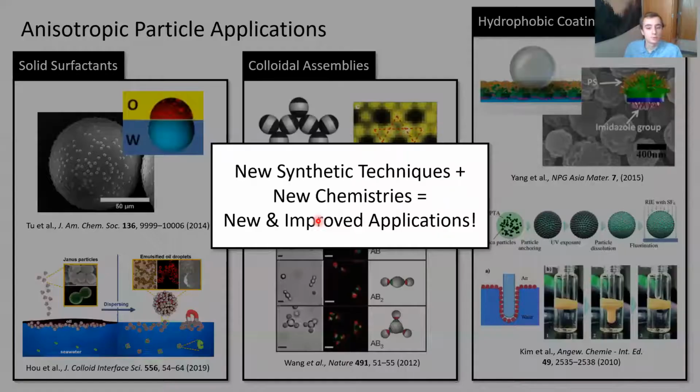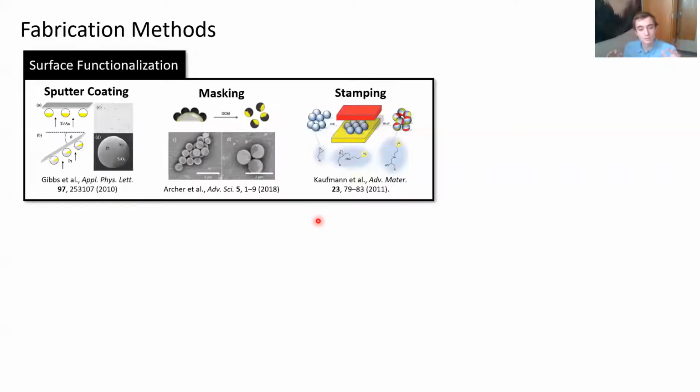And so the main lesson here is that all these applications are still developing. None of them are commercially used yet. But what can propel these forward is the development of new synthetic techniques for these anisotropic particles. That means accessing new chemistries, new surface structures, surface morphologies. And this will only make these applications stronger. For example, in hydrophobic coatings, if you can make a rougher surface on your particle, you can have better hydrophobic properties. The current synthesis techniques for anisotropic particles can be grouped into two different categories.